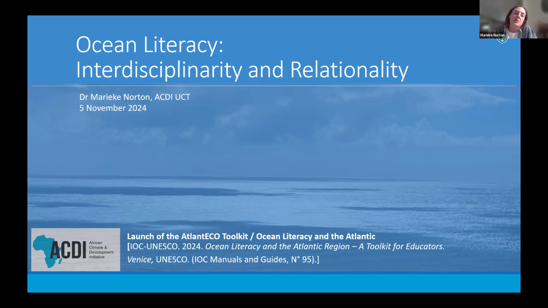The relationality aspect with that refers to the fact that we all have a relationship with the ocean, whether we know it or not. So I think this toolkit is going to go a long way in surfacing those relations and thinking more deeply about how the whole world is dependent on and reflected in the ocean processes.